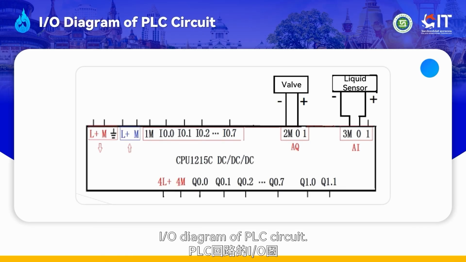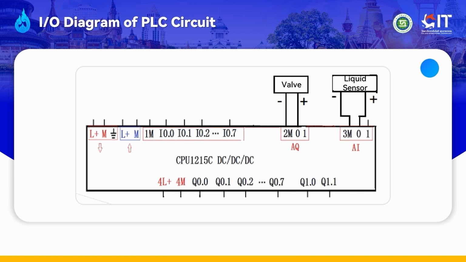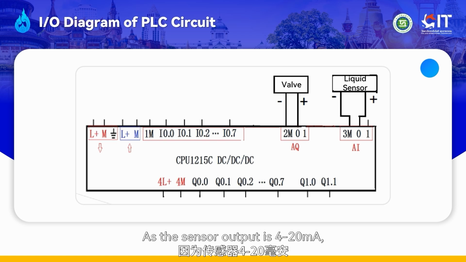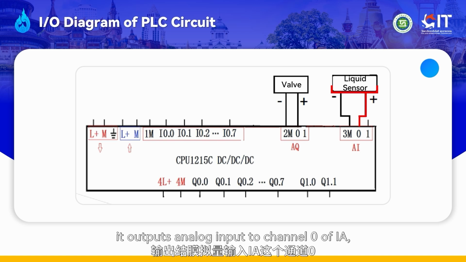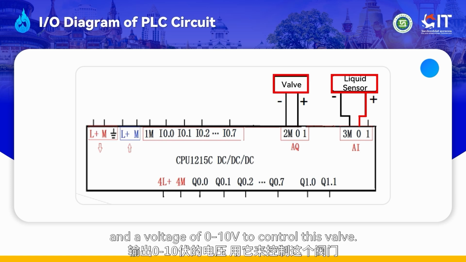I/O diagram of PLC circuit. As shown in the figure, it is the I/O wiring of a PLC. As the sensor output is 4 to 20 milliamperes, it outputs analog input to channel 0 of IA, analog output to channel 0 of AQ, and a voltage of 0 to 10 volts to control this valve.